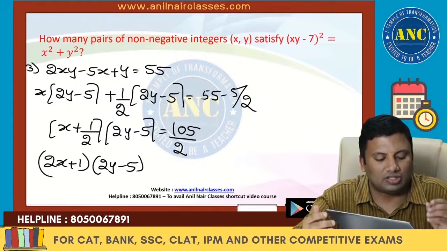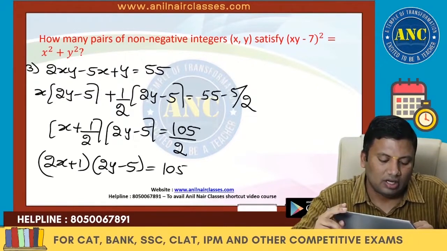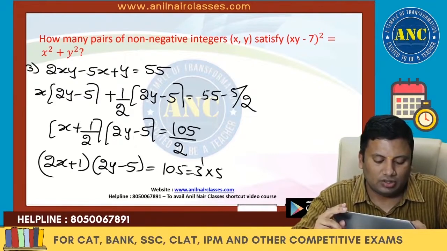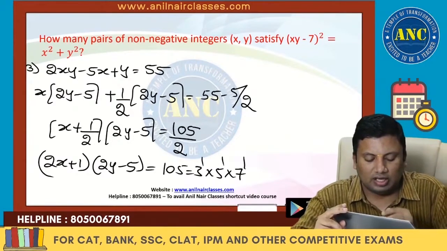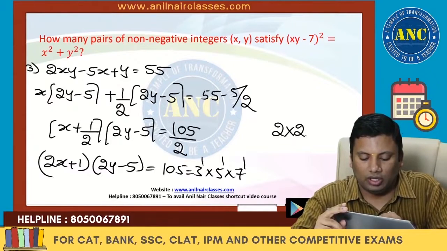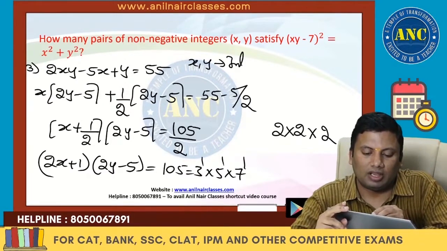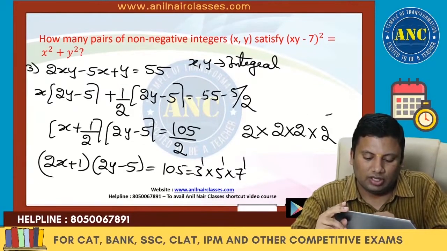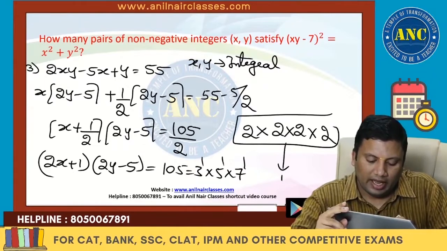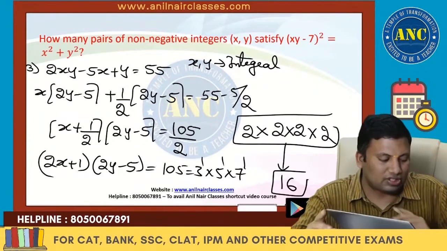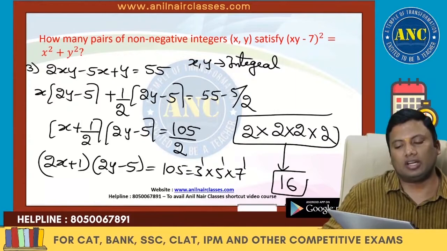2x plus 1 is odd, 2y minus 5 is odd. So all the factors are 3 into 5 into 7. These are nothing but 2 into 2 into 2. If x and y are integers, we want the integral solutions. If I want the integral solutions, into 2 I will do. The answer for this question is nothing but 16.